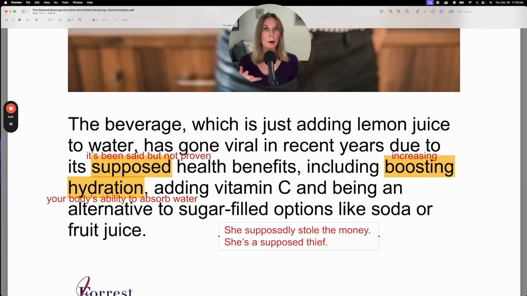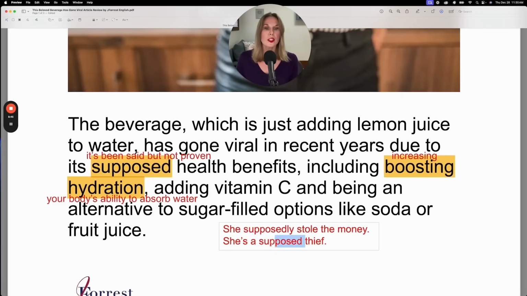We very commonly use supposedly, the adverb form. For example, she supposedly stole the money. Now, if I got rid of supposedly, she stole the money, this sounds like a fact. But if I add supposedly, someone said it, but it hasn't been confirmed.